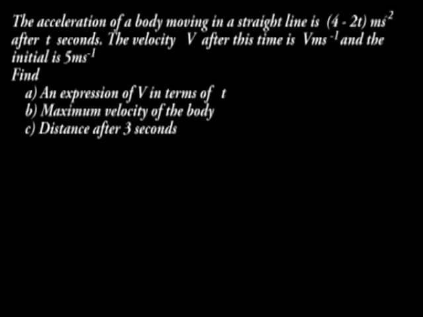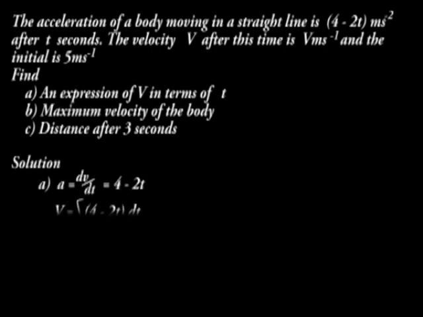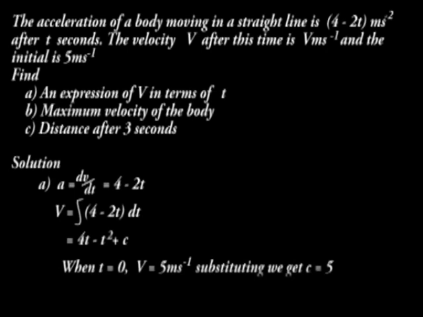In our solution for A, acceleration is the derivative of velocity with respect to t and is equal to 4 minus 2t. Therefore, velocity is the integral of acceleration with respect to time, which is given as 4t minus t squared plus c. We are told when t is equal to 0, the initial velocity is 5 meters per second, and substituting we get c is 5. Therefore, v is 4t minus t squared plus 5.